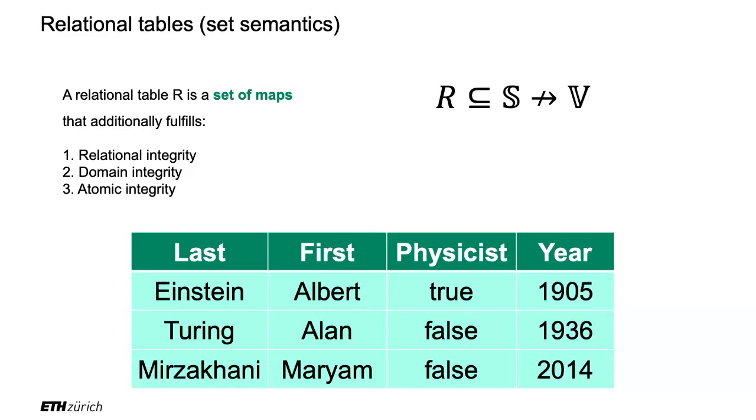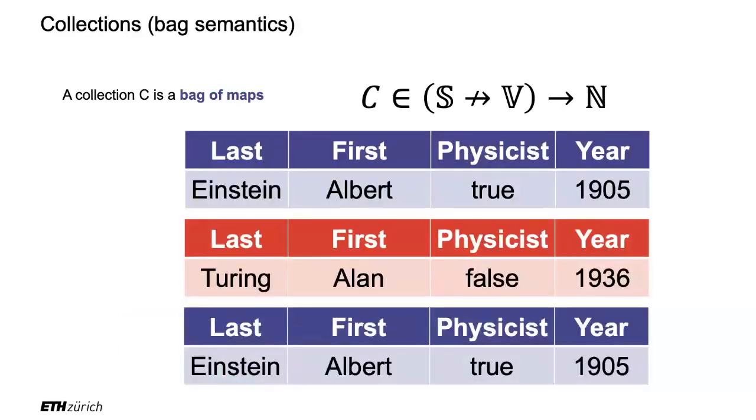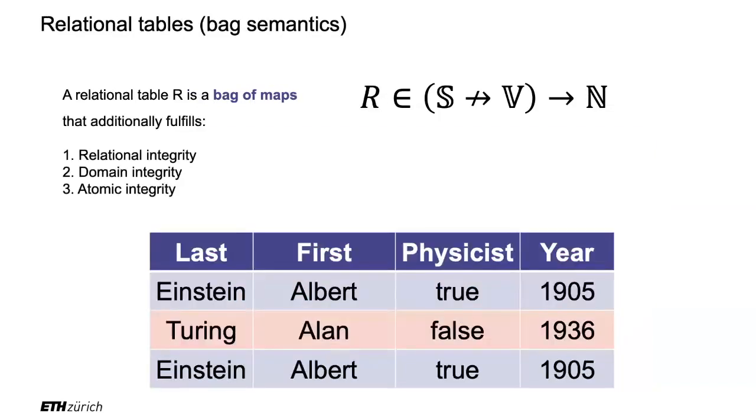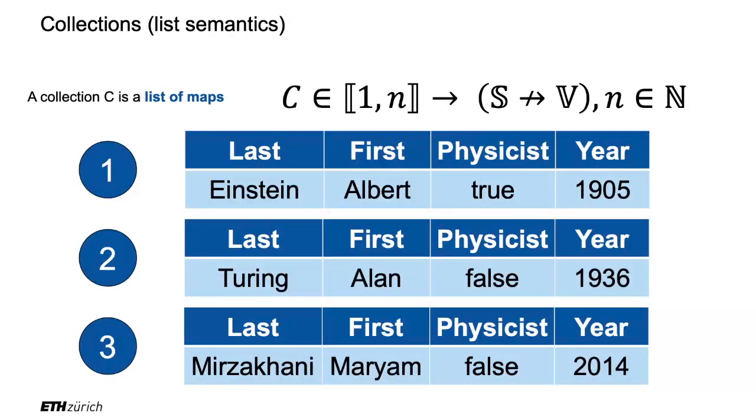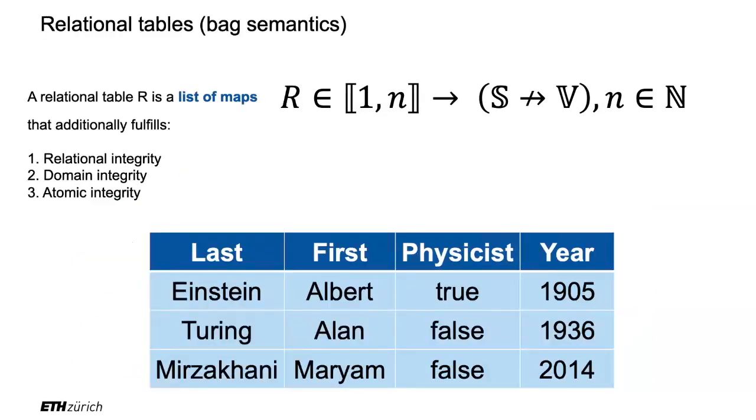In the map semantics, that's very easy. A collection is a bag of maps. And if we add the three constraints, we get a relational table with the map semantics. What about the list semantics? Super easy. A collection is a list of maps. And a relational table is the same thing with the three criteria. All I really did here, I just said map or list instead of sets. That's all I did. So you see how easy it gets.